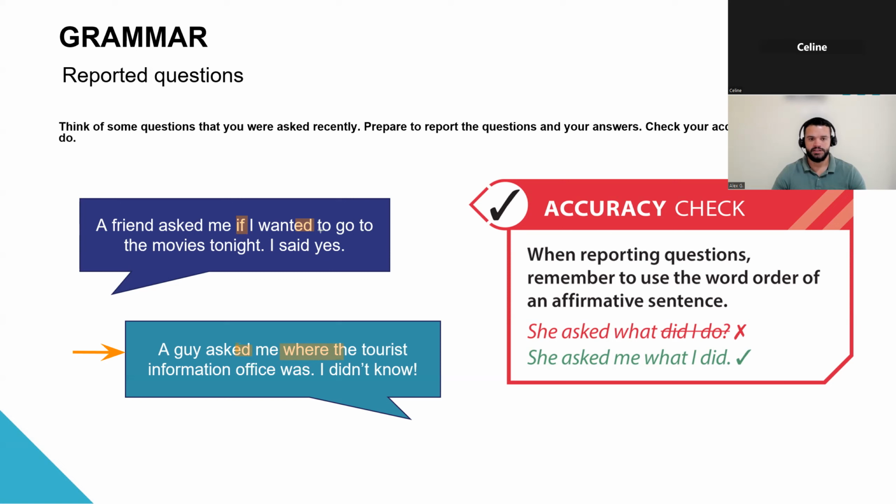All right. What do you think, Celine? Any questions? Is this okay? Easy peasy? Yeah, so. All right. Just remember to change the verb, okay? Always change the verb. And here's something interesting. It says, when reporting questions, remember to use the word order an affirmative sentence would use. For example, she asked me what I did, not a question form. What did I do? We have to make sure that we use the affirmative form, okay? This part here is very important.